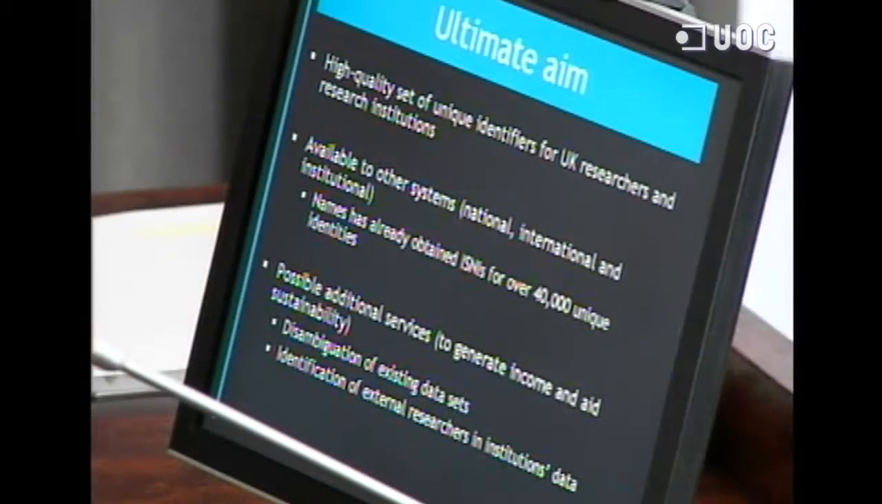The whole business model for a service like this is a difficult area, but there are possible services we can provide to other institutions which might generate income to help sustain such a service. So we did a survey of repository managers back in July 2010, and we said to them, would you be willing to pay for additional services like disambiguating data sets, or helping to identify people from a data set you already have, to assign identifiers to them.